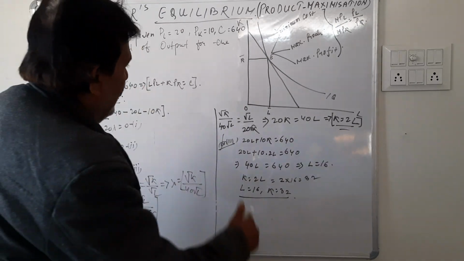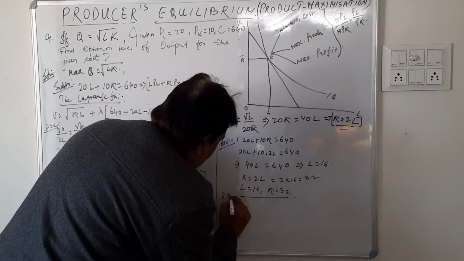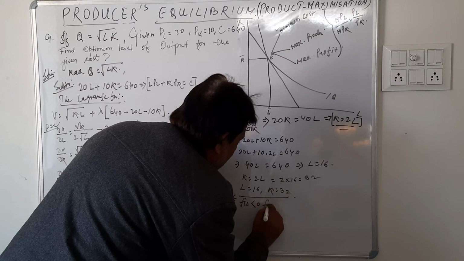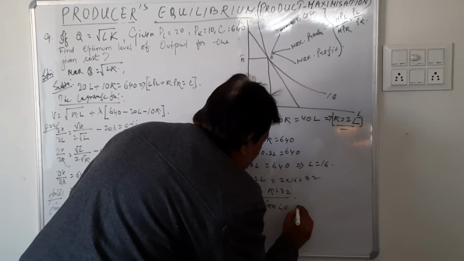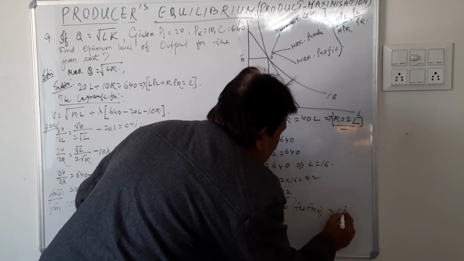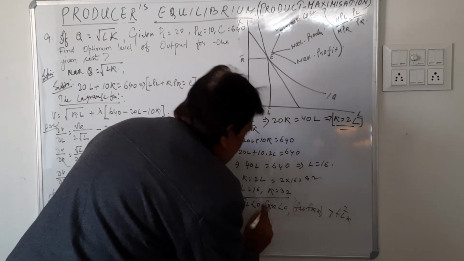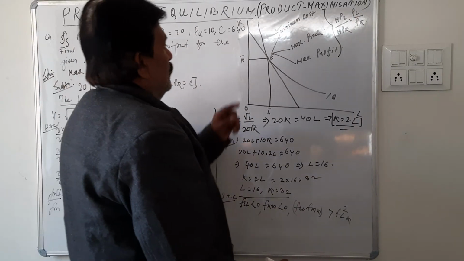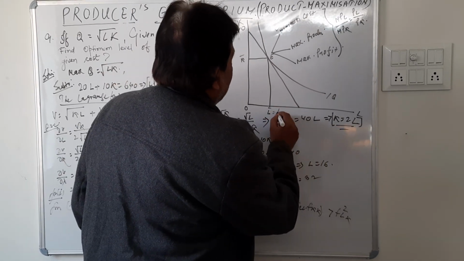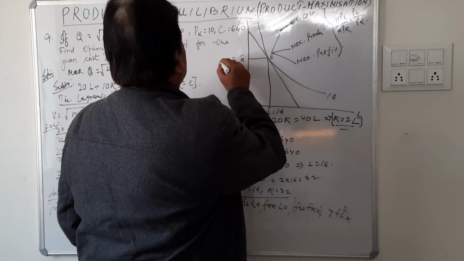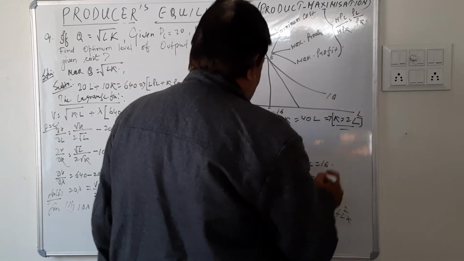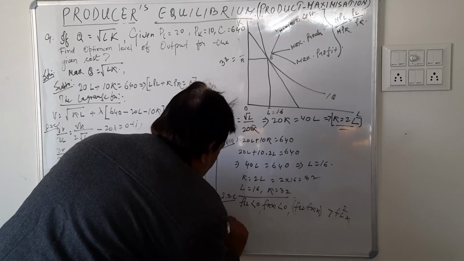So the answer is correct. And while solving the sum, we have to simply show the conditions of the second order condition, that is FLL negative, FKK negative, and FLL into FKK must be greater than F square LK. Well, simply this condition has to be shown. So if we come down over here, labor was 16 units, capital 32 units, and the value of maximum production we can also find out.